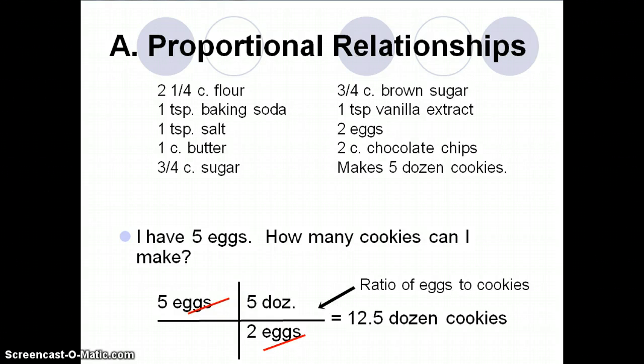So this is the ratio of eggs to cookies. This 5 dozen equals 2 eggs. And so those ratios are going to become very important when we look at the recipes and when we look at the chemical equations as well.